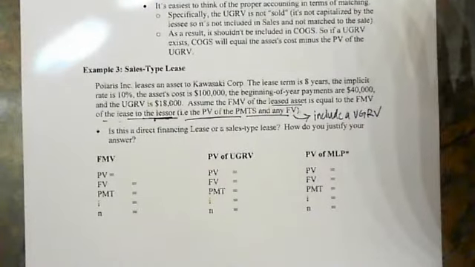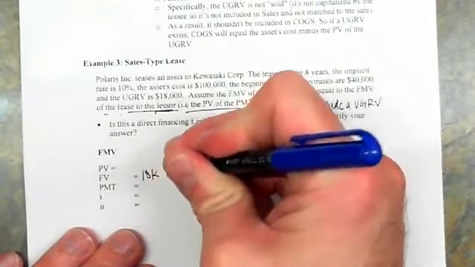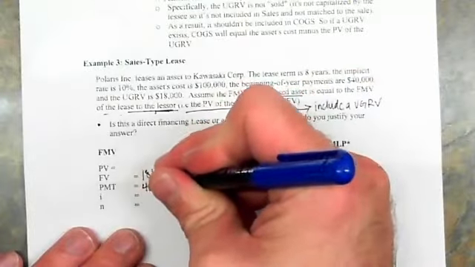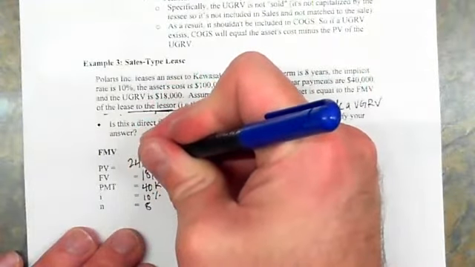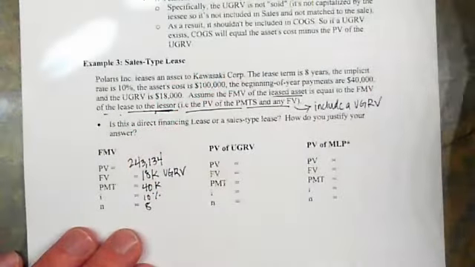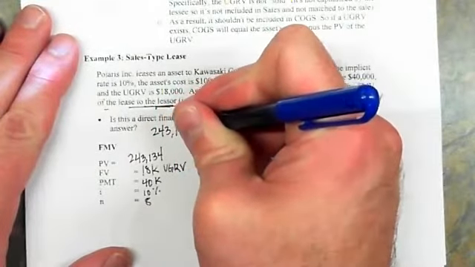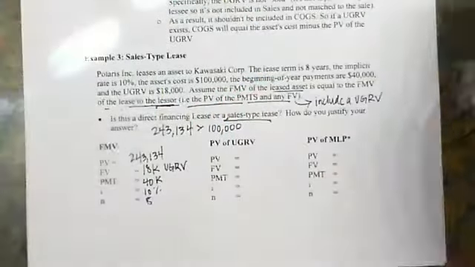Well, first thing we have to do is figure out what the FMV of this lease is. So we input a future value of $18,000 that corresponds to the UGRV. We put in the payment of $40,000. We have an interest rate of 10% and a lease term of 8 years. That corresponds to a present value of $243,134. So I would say that this is a sales type lease because the fair value of the leased asset is greater than the cost of goods that I'm selling, the asset's cost.